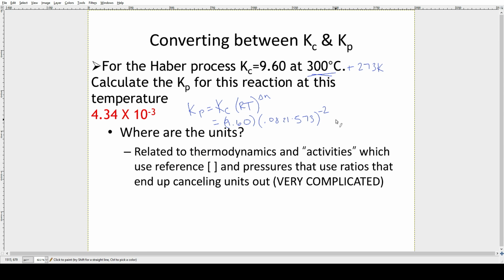And if you plug that in your calculator, I sincerely hope this is the number that pops out. So, where are the units? They're very complicated in this sort of thing. It's related to thermodynamics and different activities in quotation marks, which use reference concentrations and pressures that then use ratios that end up canceling units out, and it's very complicated. Don't worry about it. The units get canceled out. That's all you need to know.